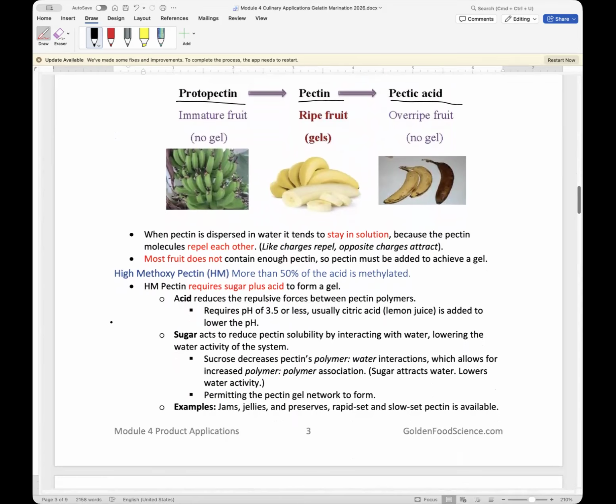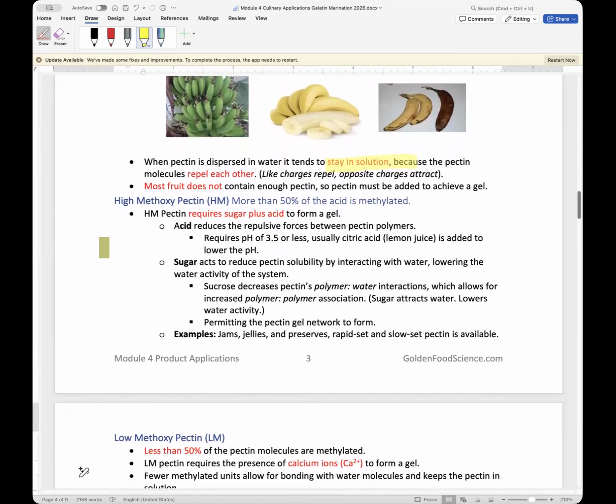The nice thing about the pectin molecules is that once you get them dissolved, they tend to stay in solution. Unlike the glucose, right, the amylose and amylopectin that fall out, the pectin stays in solution, because the molecules, because of the positive and negative charges, repel each other. So it tends to stay in solution. That's really nice.